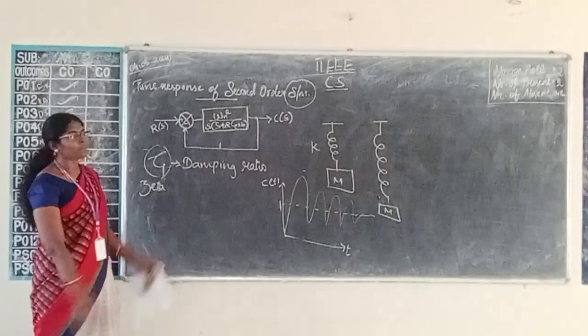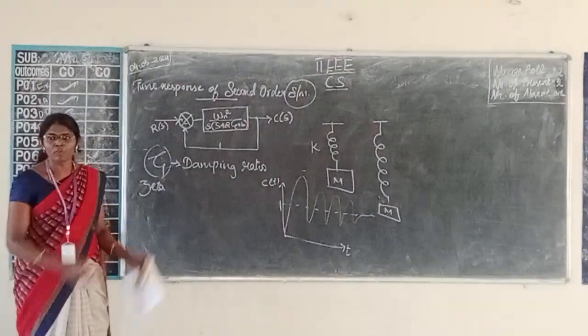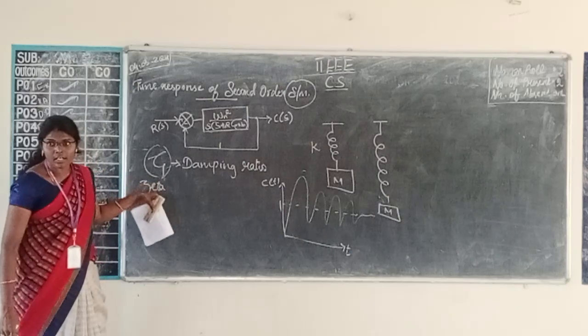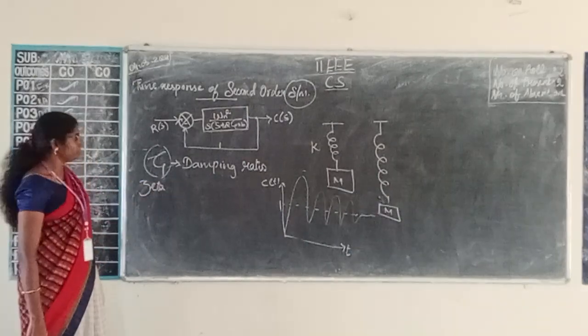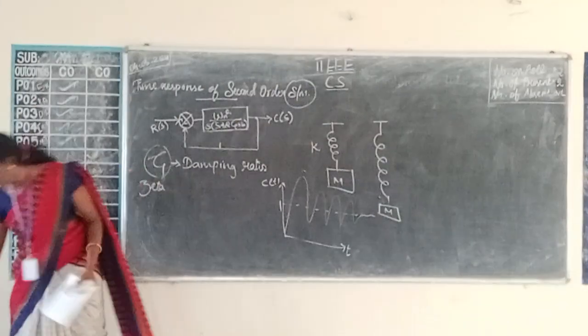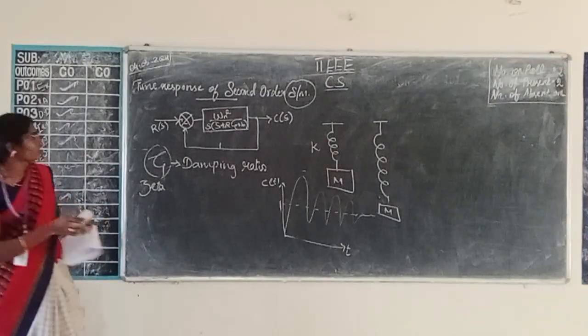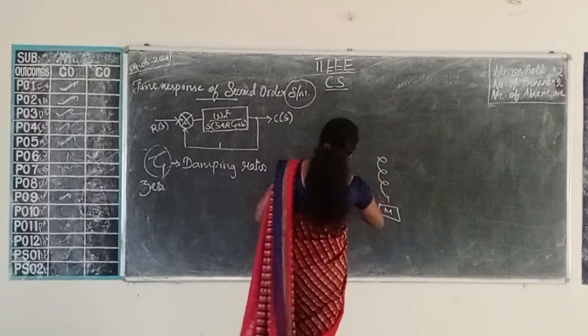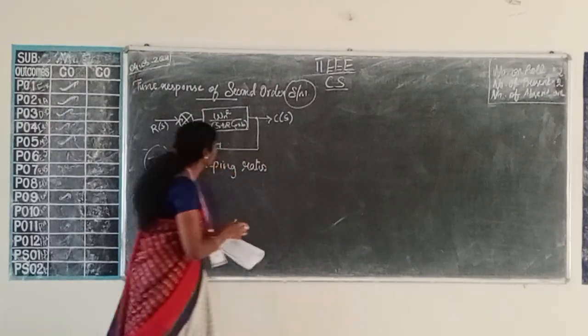And now, time response for the second order system. Now we know what damping is and what the damping ratio value zeta equals. All this we are going to find out. So now listen. That is the next thing we are going to find out.